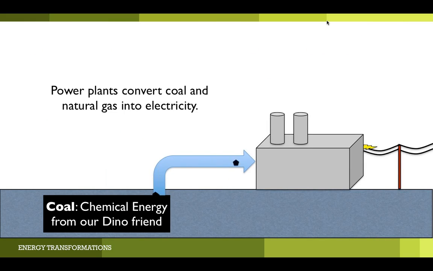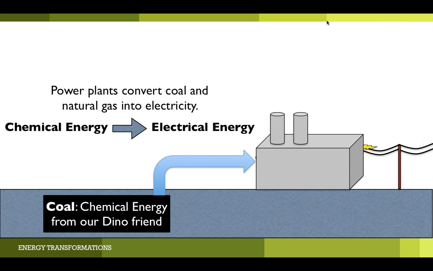Millions of years pass by, and eventually the dinosaur turns into coal. So this coal still has the chemical energy that the dinosaur got from the tree, that got its energy from the light. The light got its energy from the fusion. Well, that chemical energy gets harvested in the form of coal, sent over to a power plant, and is converted into electrical energy. So now we're converting chemical energy into electricity.